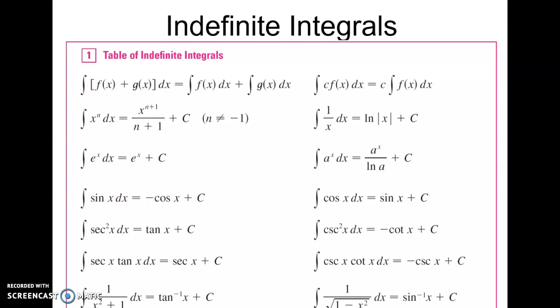In Calc 2, we will find all different other types of techniques of integration called integration by parts, integration by U substitution, integration by partial fractions, integration by trig substitution, and so forth. But right now in Calc 1, we only have to take the antiderivative of these basic functions, going basically backwards from what we know about derivative functions.